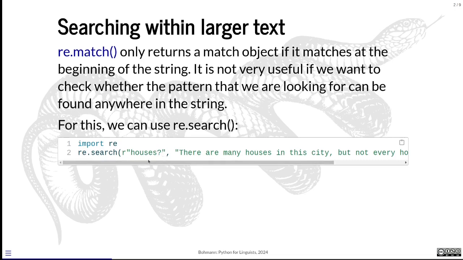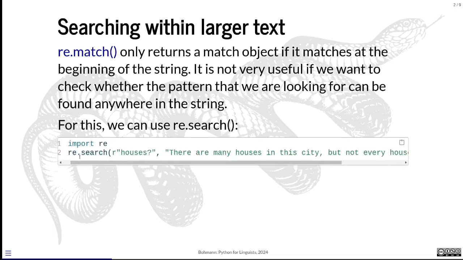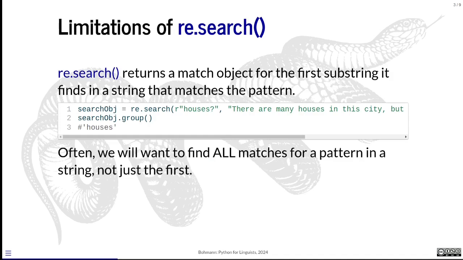So match this pattern, or search for this pattern rather, here in the sentence: there are many houses in the city, but not every house is a home. That's going to, unlike re.match, which is basically going to return nothing and evaluate to false here, give us something, but not exactly what we want. It has certain limitations that I've found to be so severe that I've really never used re.search. So it returns a match object for the first substring it finds in a string that matches the pattern, right?